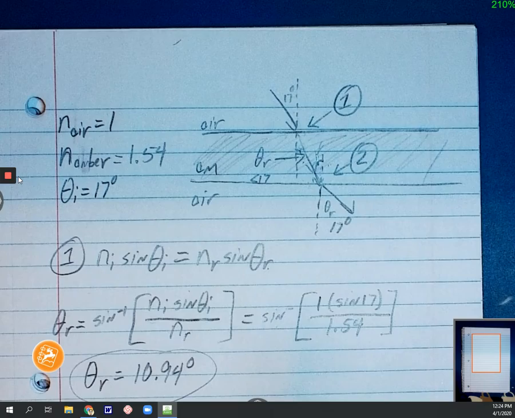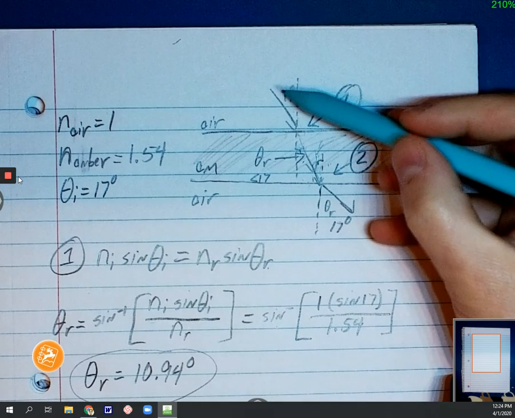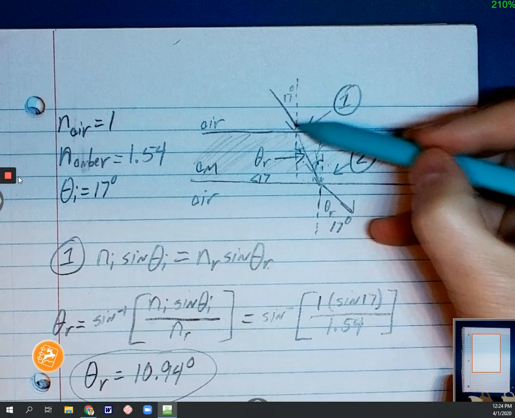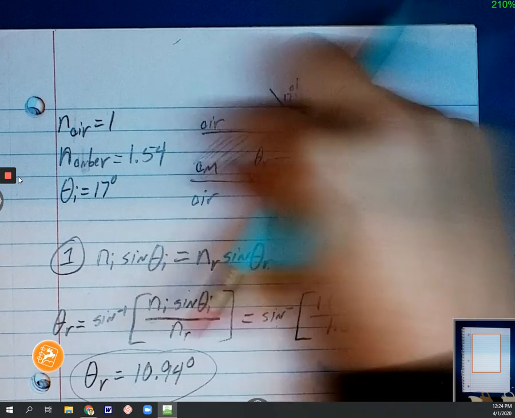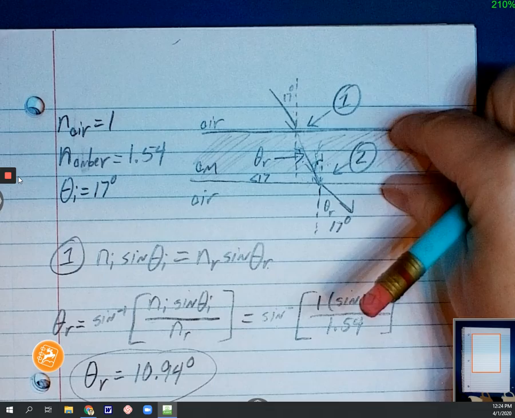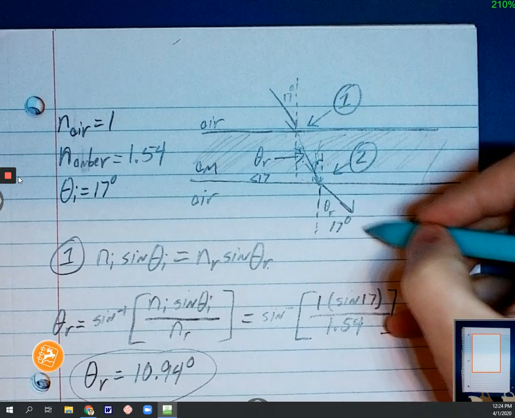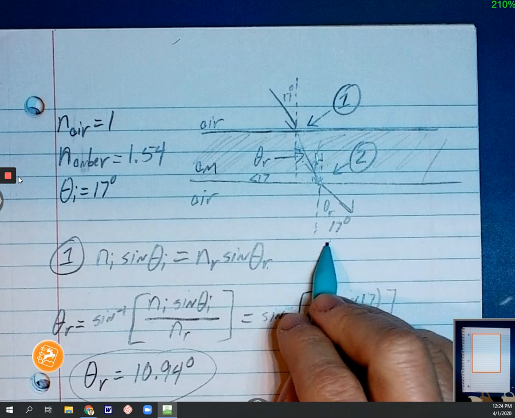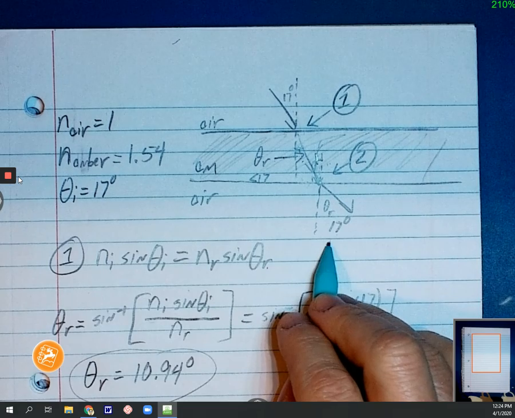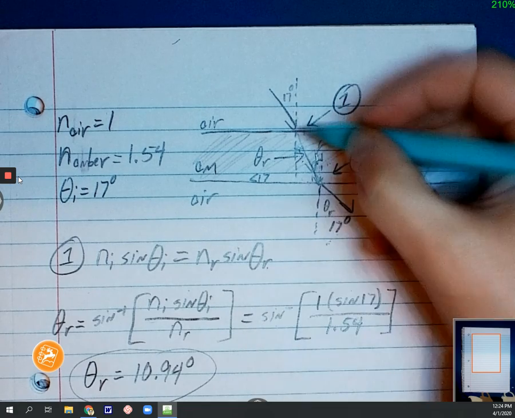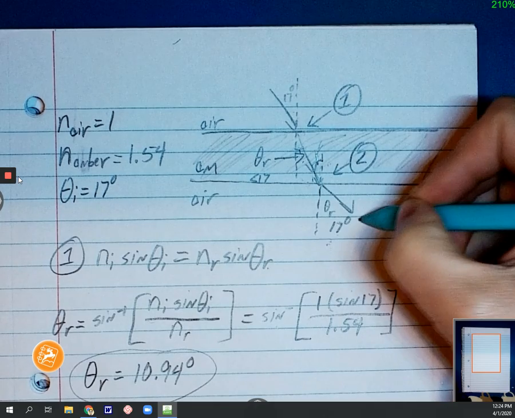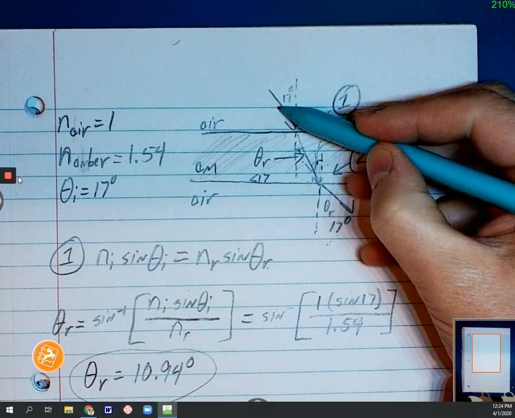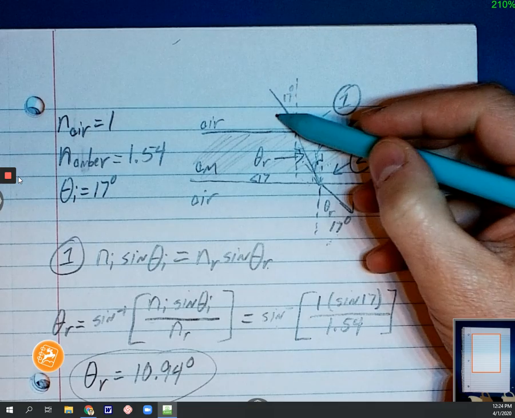Looking at this entire thing, if it's coming in at an angle of 17 degrees into a medium that has two parallel lines making up its two surfaces, then it will exit at the same exact angle. The only difference is that in the meantime, it's going to be bent a little bit this way, but then it's going to pop right back out at the same angle that it entered. Okay, that's a super important thing to remember.